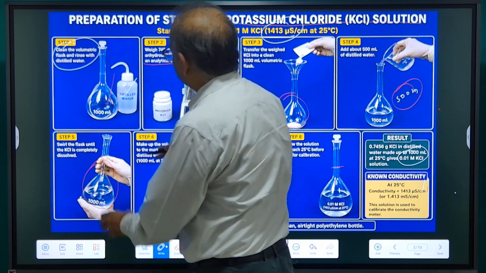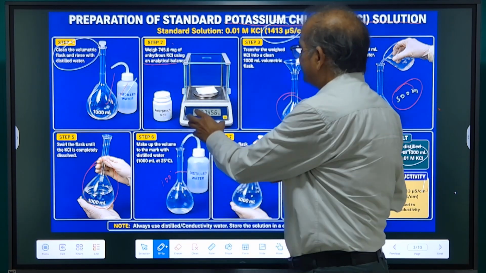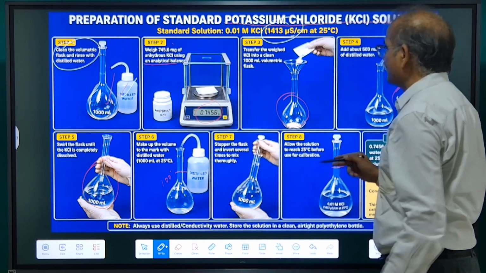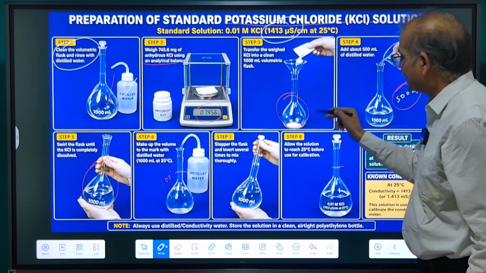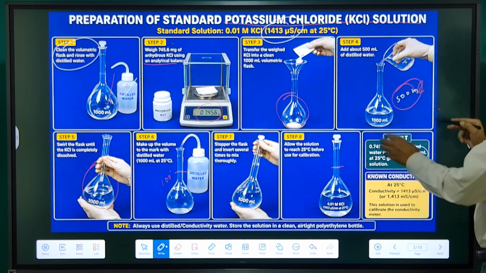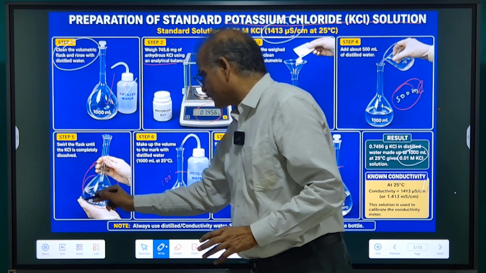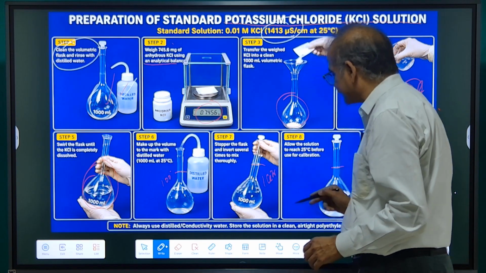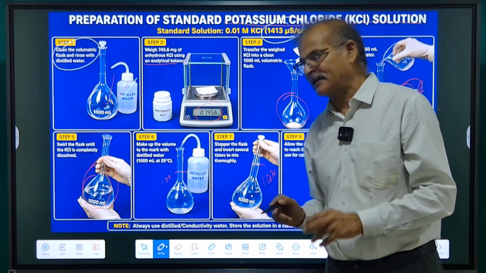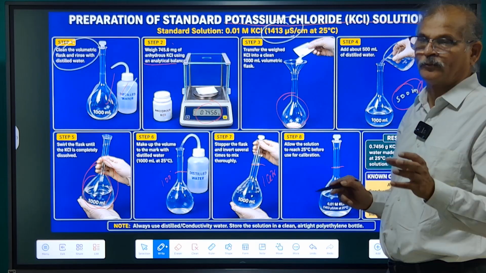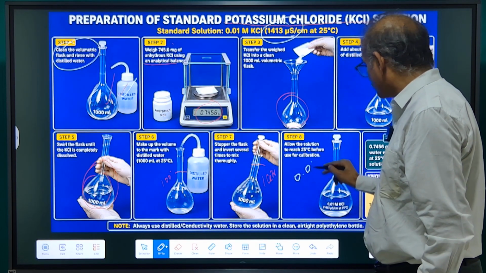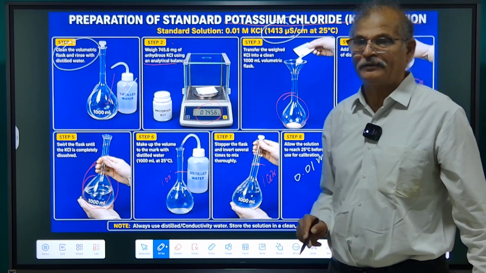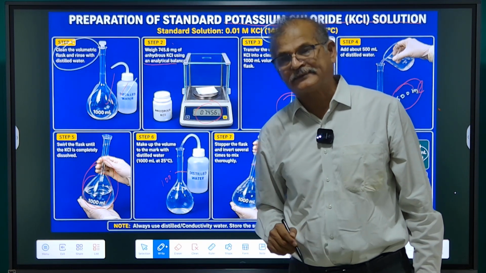So in step 1, we rinse the volumetric flask with distilled water. Then we measure 0.7456 gram of anhydrous KCl, take it in the volumetric flask, add 500 ml of water, shake it well, then add more water to make it 1 liter. This 1 liter of solution with 0.7456 gram of KCl will give a solution of 0.01 mole per liter. The electrical conductivity of this water will be 1413 microsiemens per centimeter.